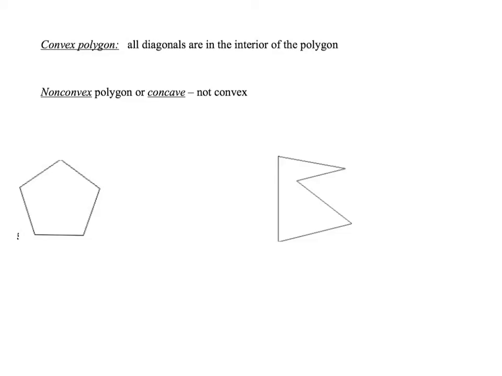So polygons can be two things. They can either be convex or non-convex, which a lot of the times we will refer to as concave. Convex means that all of your diagonals are in the interior of the polygon. Concave is just the opposite. What I like to think of is convex has all of your vertices pointing out. Concave, think cave, inside, you will have a vertex that goes into the figure.